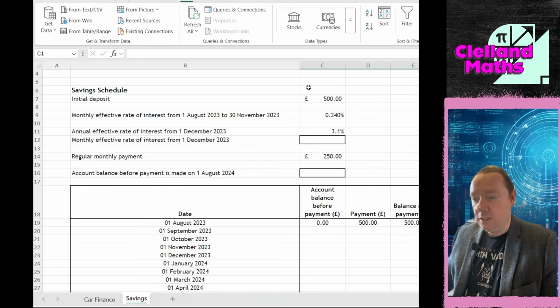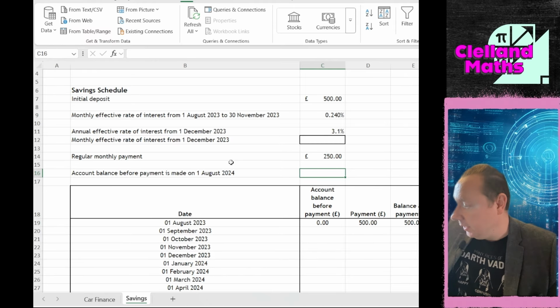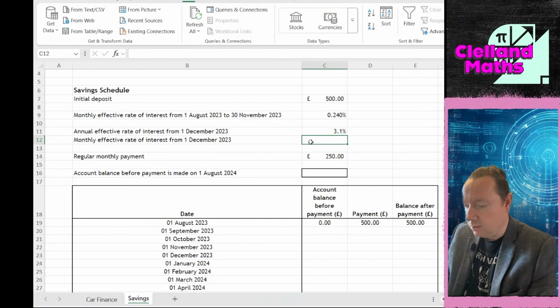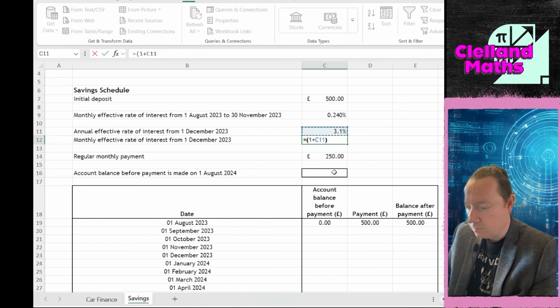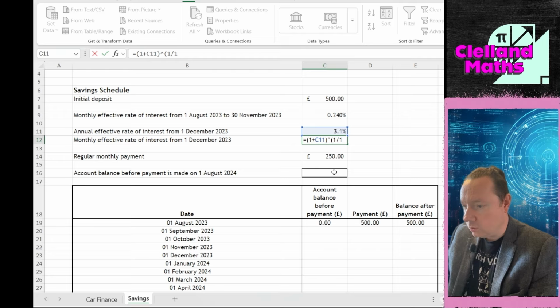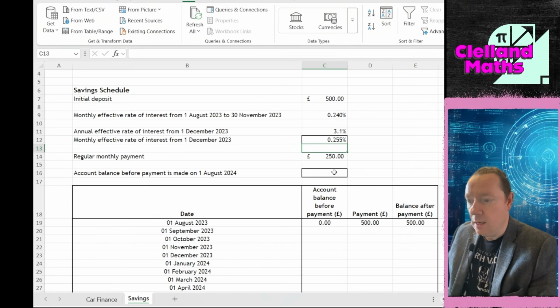Already got some stuff filled in for us. His initial deposit is £500, which it says in the question, 0.24% per month. It's got the annual there, and it's actually hinting that we need to work out the monthly ourselves. And then it's got the regular monthly payment of £250, and the balance immediately before the 1st of August 2024, and I think that's everything off of the question, so I no longer need the question in front of me. So we're going to work out this, so it's equals 1 plus the percent to the power of 1 over 12 minus 1, and that gives us our monthly percentage rate.